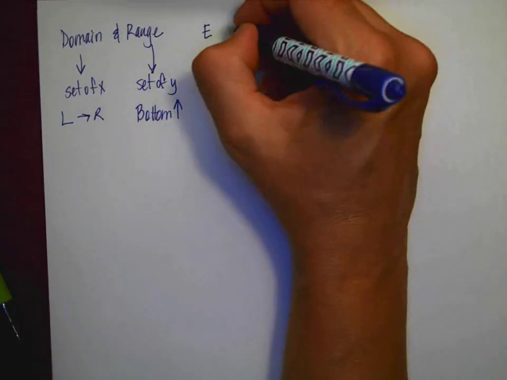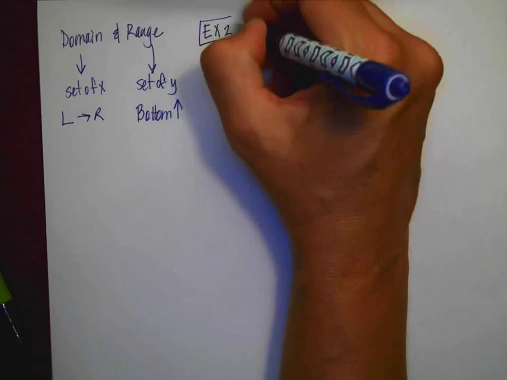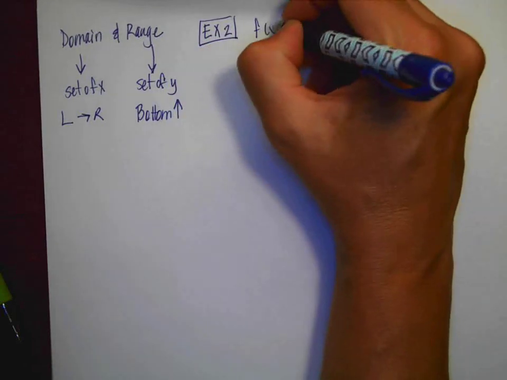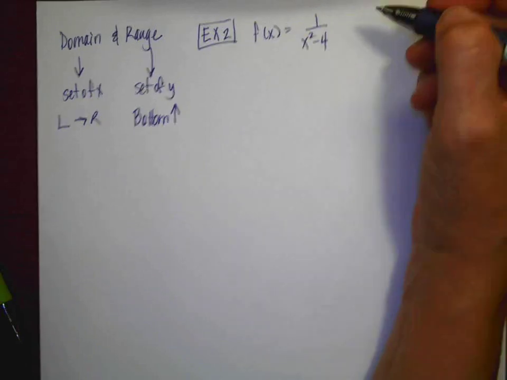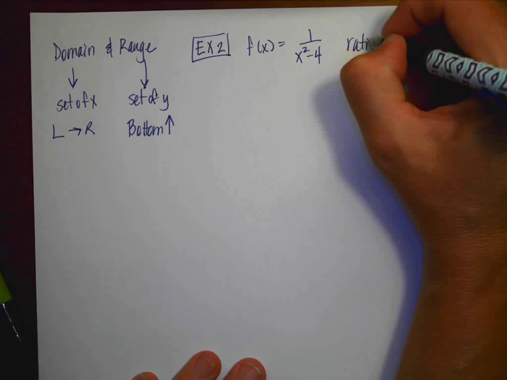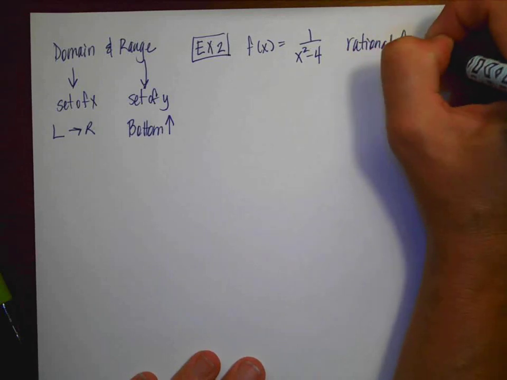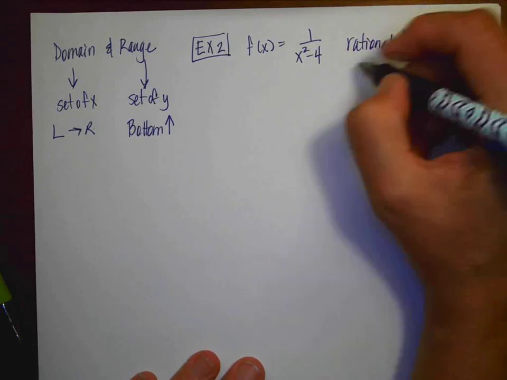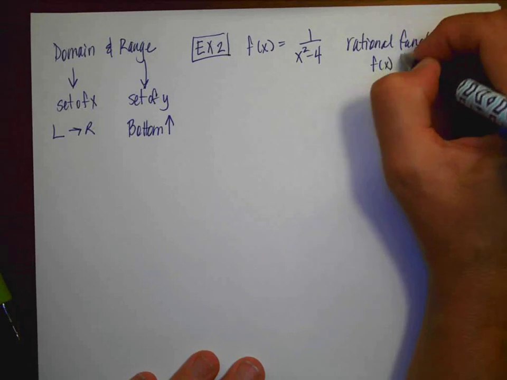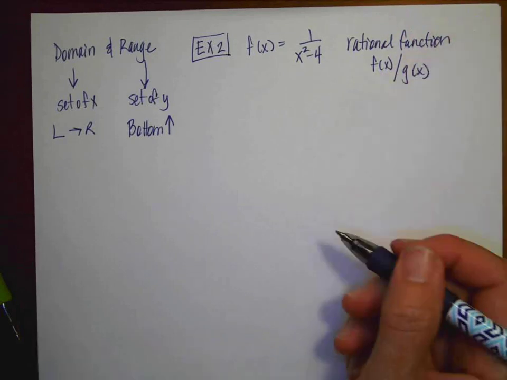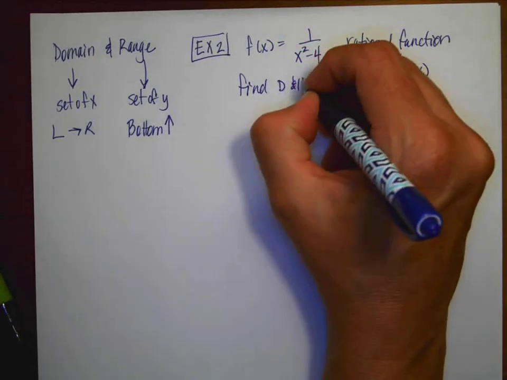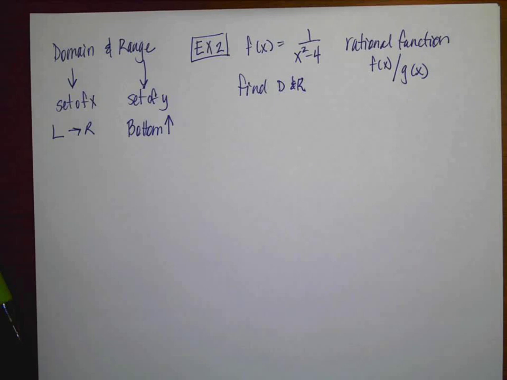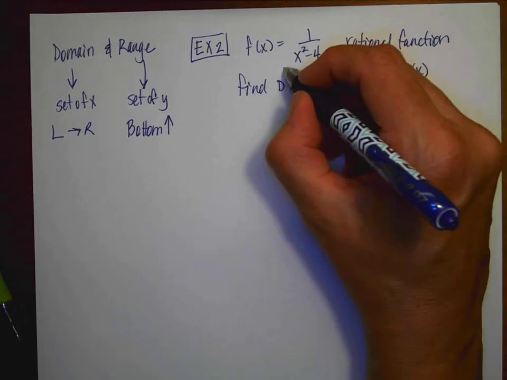So let's just do an example. For the second example, we're going to have the equation f of x is equal to 1 over x squared minus 4. This is a rational function. And remember, a rational function is a function divided by a function. So that might be f of x divided by g of x. And I want to find the domain and range. So I highly recommend that you factor. I also highly recommend that you sketch the graph.